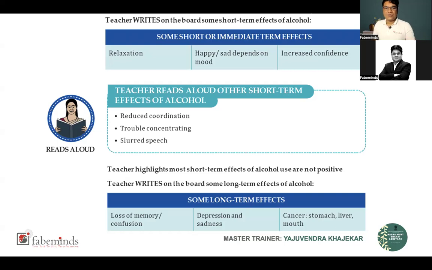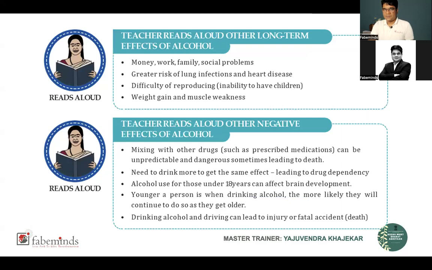Teacher writes on the board some of the long-term effects also. So what are some of the long-term effects? Like loss of memory or confusion, depression and sadness, then cancer of the stomach, liver or mouth. Okay, so teacher tells about some of the long-term effects also. Then teacher reads aloud what are the effects of alcohol, like you can find other long-term effects in terms of their social life.